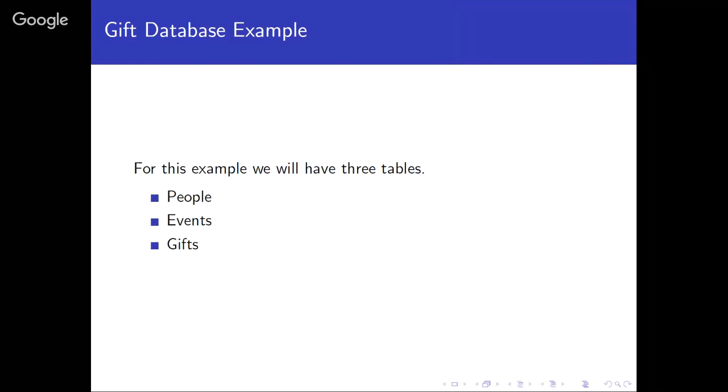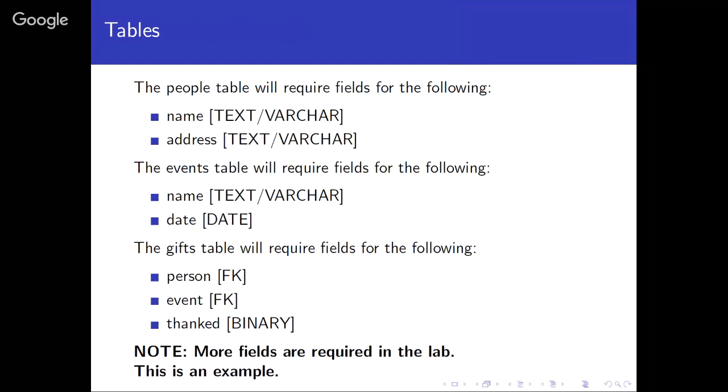And so the example that we're going to be covering is a database to keep track of gifts. So there's going to be events and people and gifts, and you're trying to keep track of who you still have to write thank yous to. So the three tables: people, events, gifts. And then each of them is going to have a few fields.